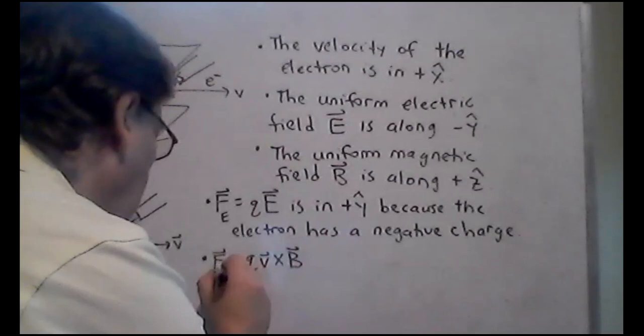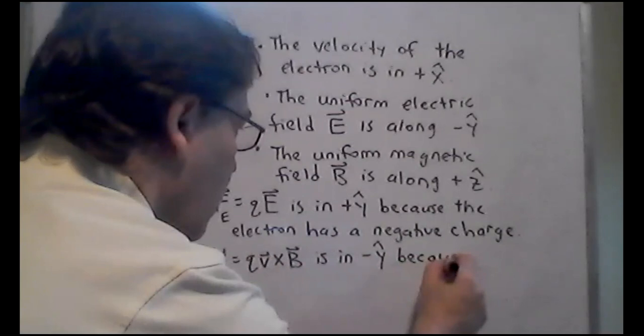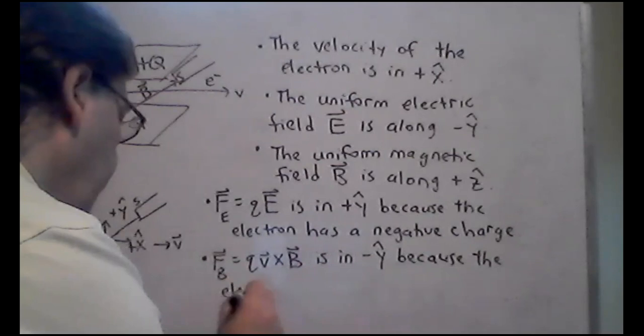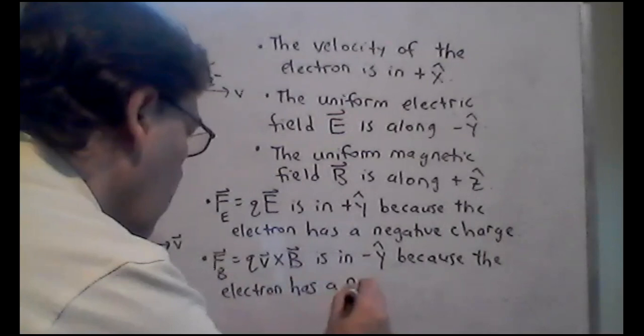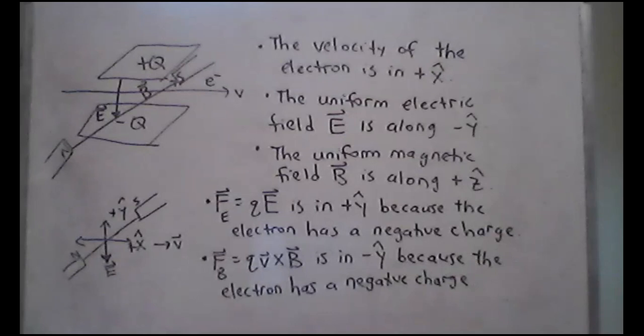So the magnetic force is in the negative y-hat direction, again because the electron has a negative charge, so I have to flip my answer. Notice that the electric field, the magnetic field, and the velocity are all mutually perpendicular. They each own one of the axes: the x-axis is owned by the velocity, the y-axis by the electric field, the z-axis by the magnetic field. So all the angles involved in this derivation are very nice 90-degree angles.